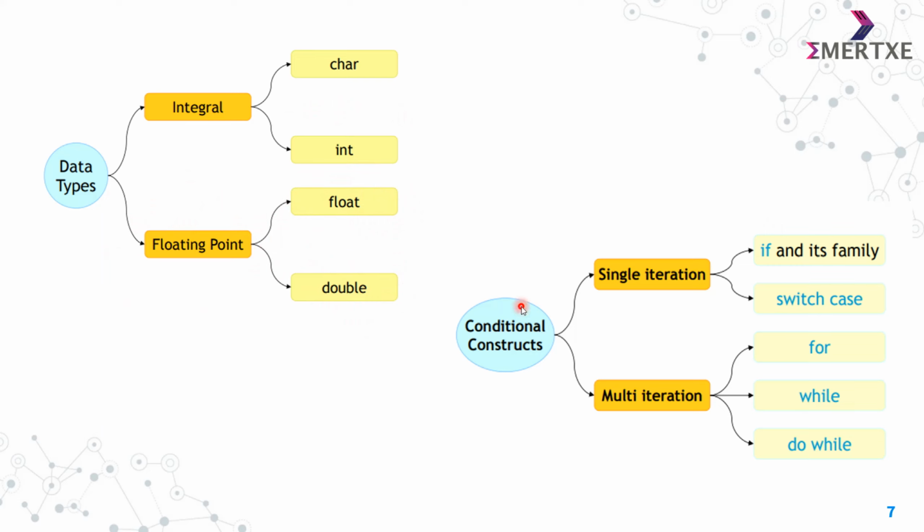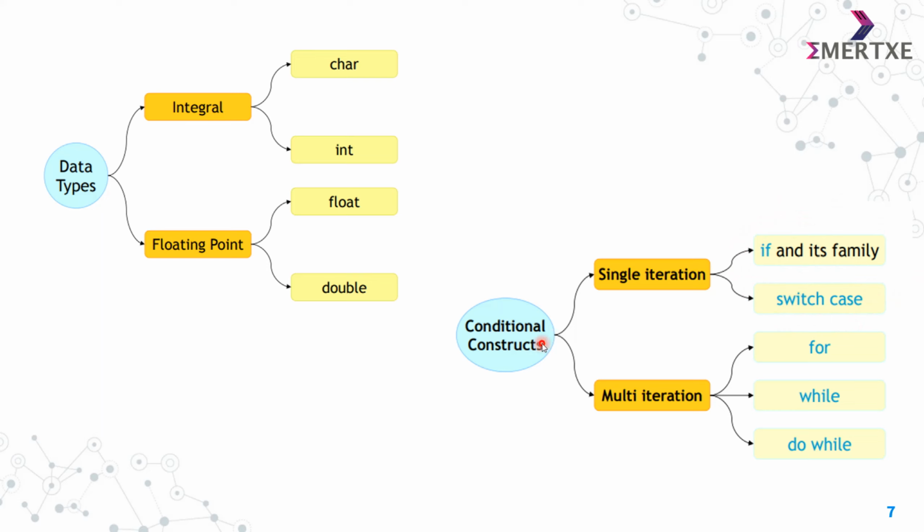So then we'll look at the conditional constructs. Conditional constructs are categorized as single iterations and multi iterations. Single iterations are further divided into the if statement and its family, like simple if, then else if, then if else if ladder, then nested if. It can also be categorized under the switch case, which will provide different cases under the switch statement.